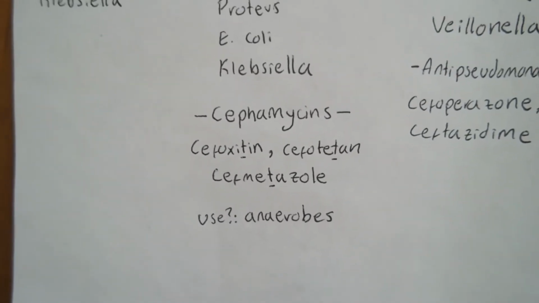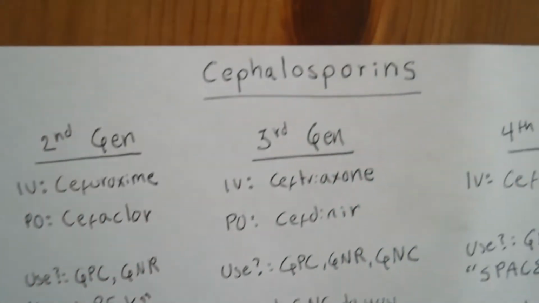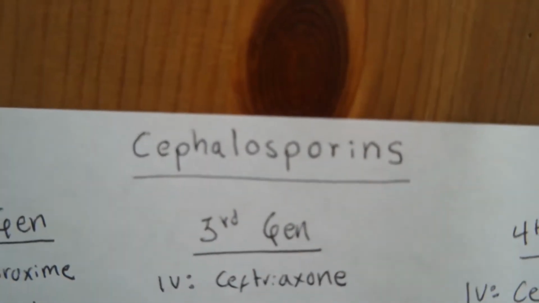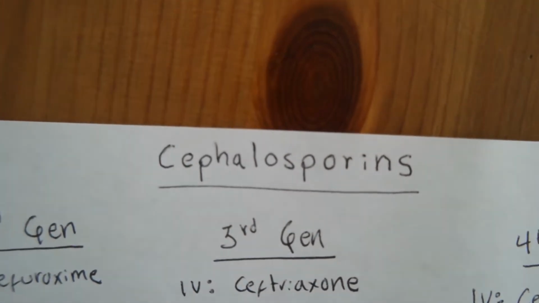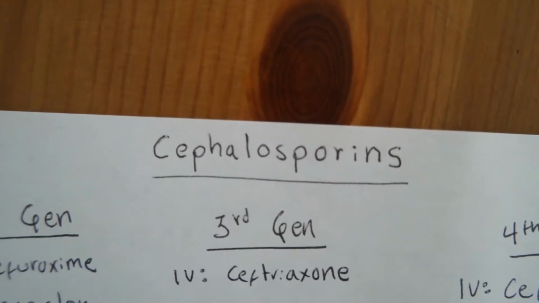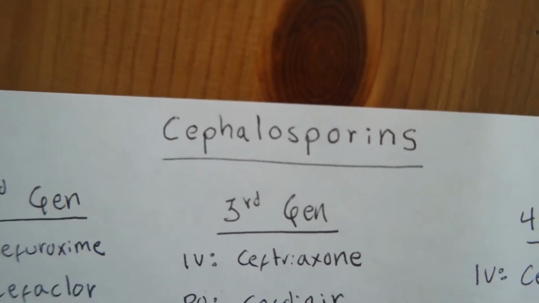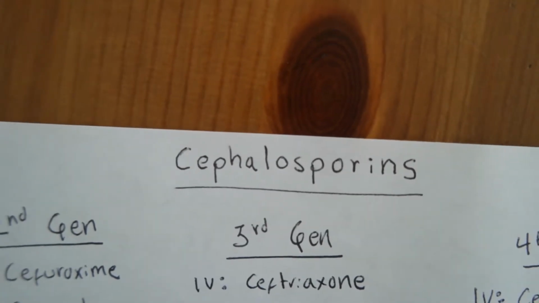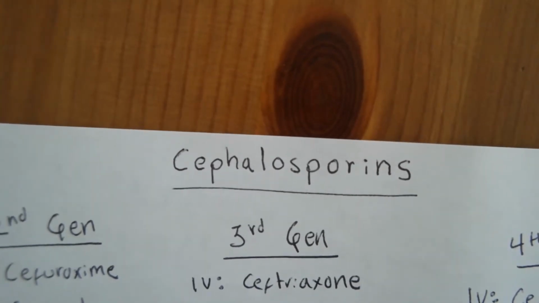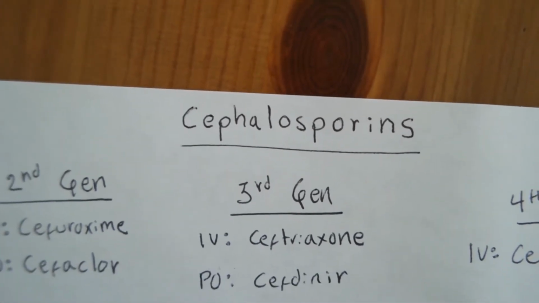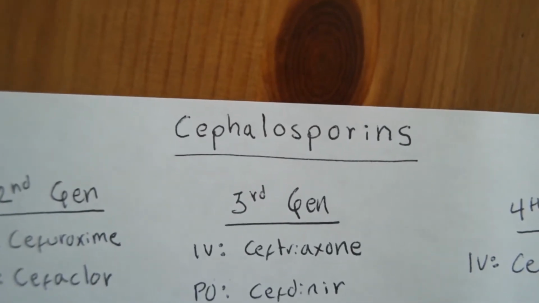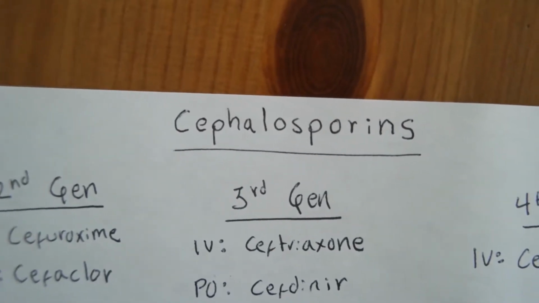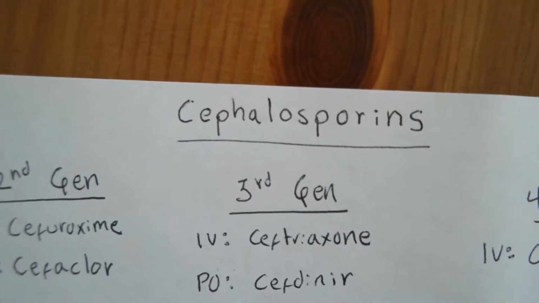They are not very used in the United States because we have better medications to cover anaerobes, but something to consider. And now, in regards of the third generation of cephalosporins, do you know any examples? Obviously, the IV widely used ceftriaxone, but do you know any PO presentation? There you go, cefdinir.